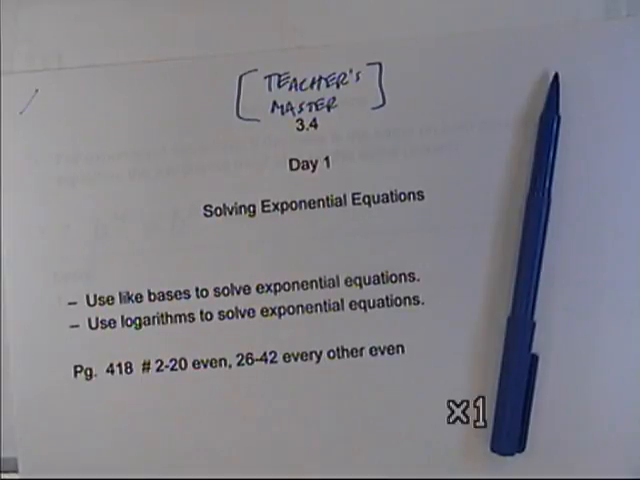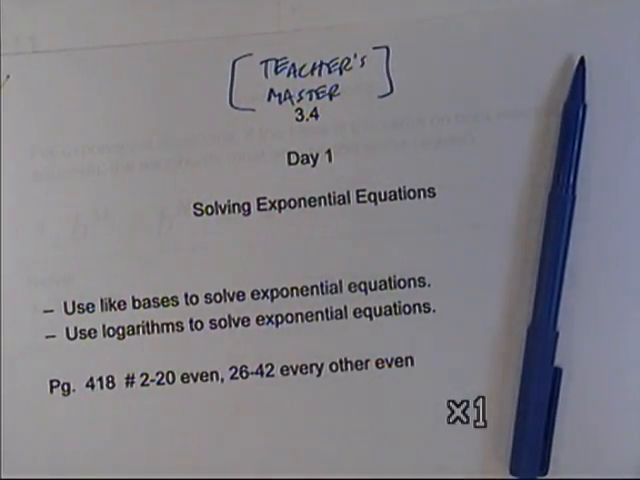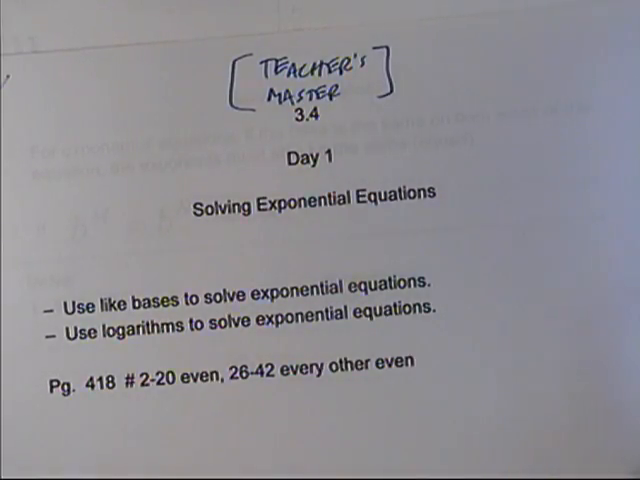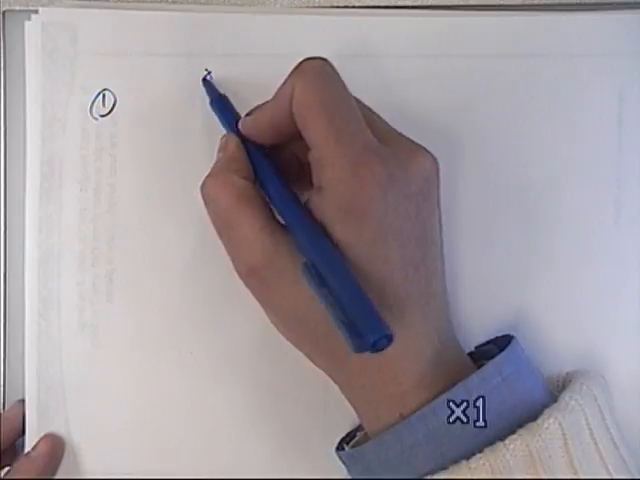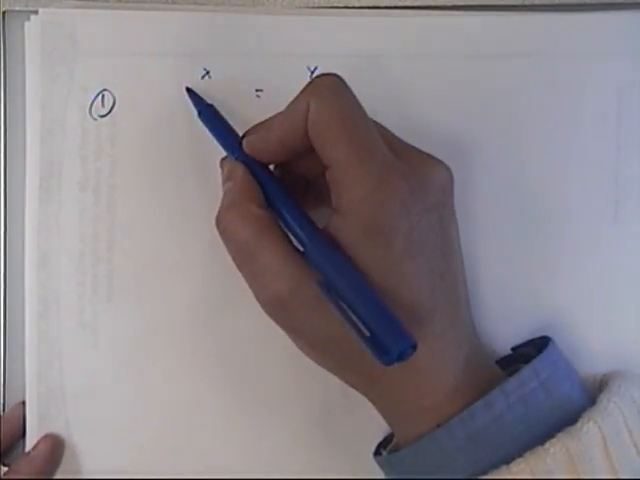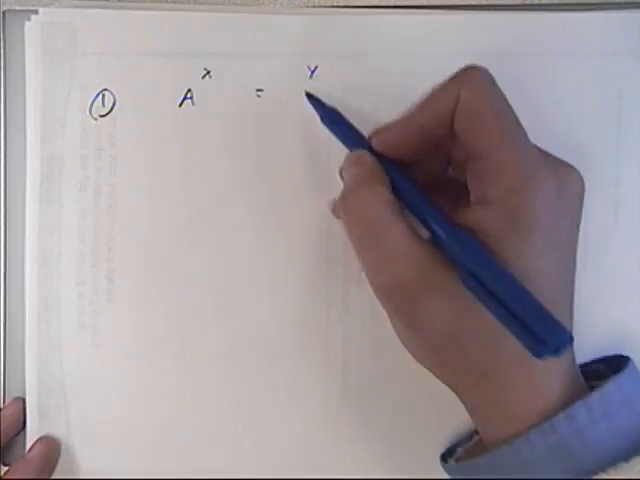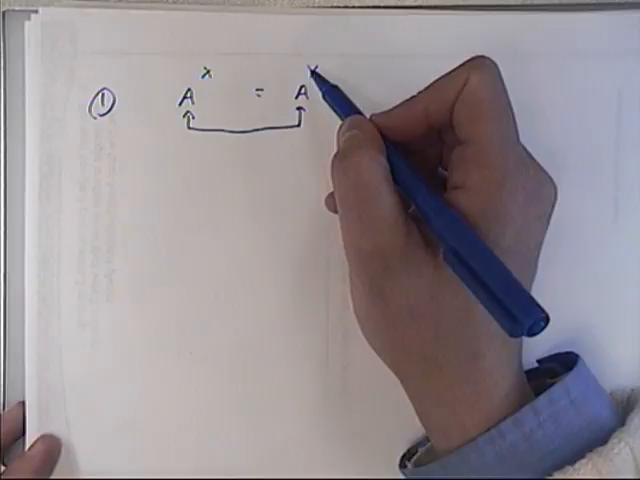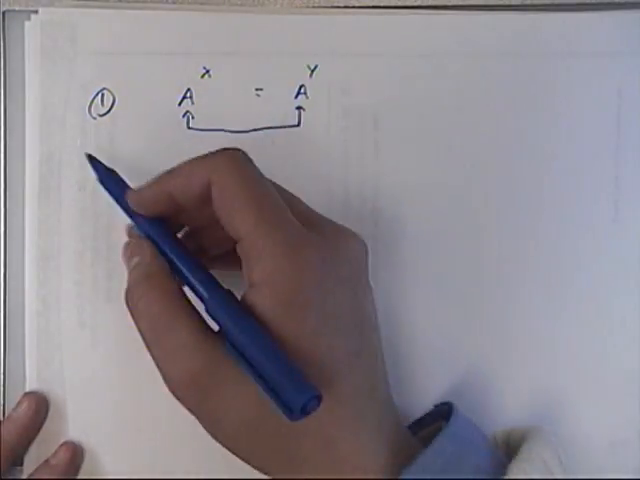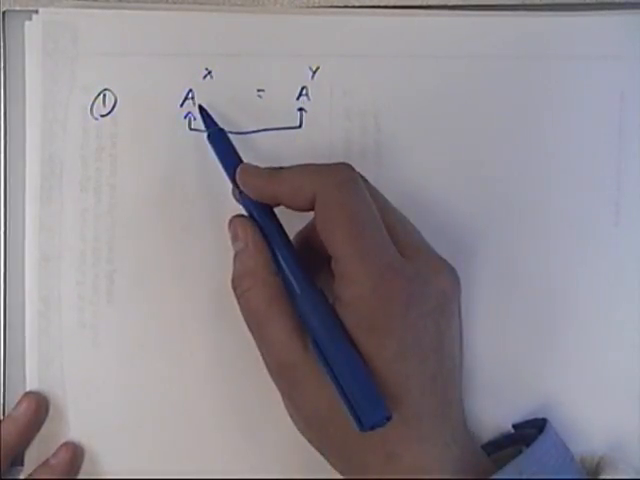Okay, this is 3.4 day 1, and we're going to use like bases to solve exponential equations and logarithms to solve them as well. There are two basic techniques that I want to talk about before I start. The first one is to make the bases the same, so that if you have two different exponents and the bases are essentially the same, A matches A, then you can figure out what X and Y are by setting them equal to each other. That's technique number 1, to turn those into the same thing.